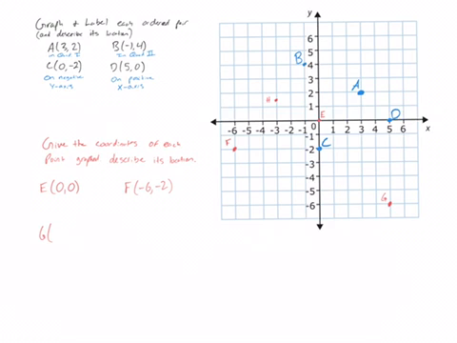Let's look at point G. G, x is underneath the 5, and to the right of -6. So the x is 5, the y is -6.